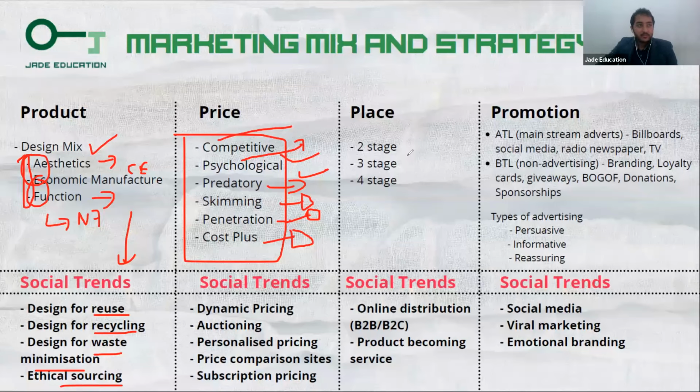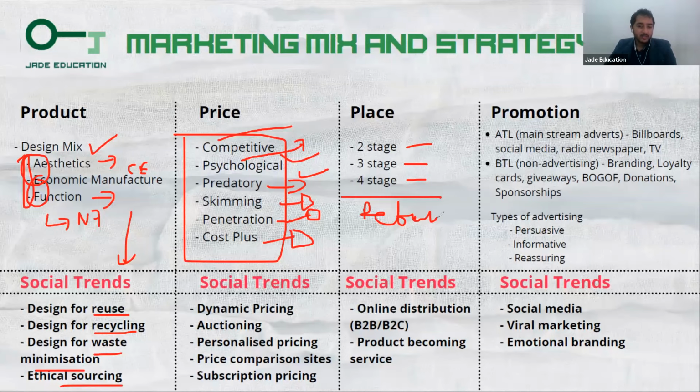Place, well, you have two stage, you got three stage, and you got four stage. Now, this is things when it comes to place. Also, you will need to know the different types of retailers, like kiosks. You'll need to know market traders. You need to know supermarkets, hypermarkets, all of those multiples. Little note on your book that you can take a look at. You need to know what those are.